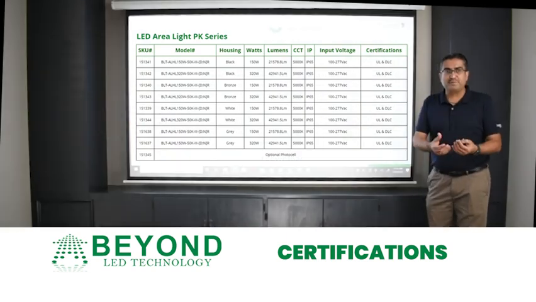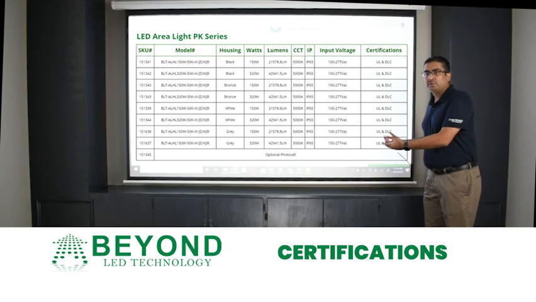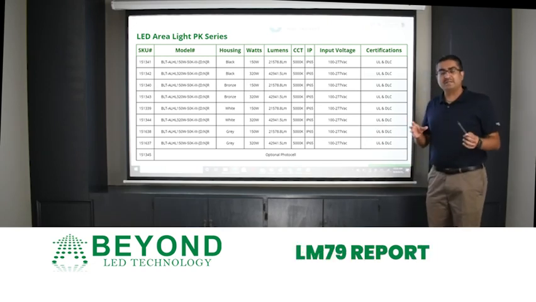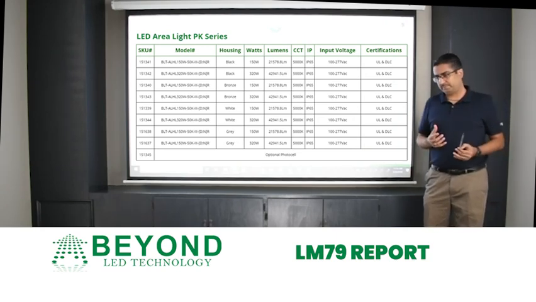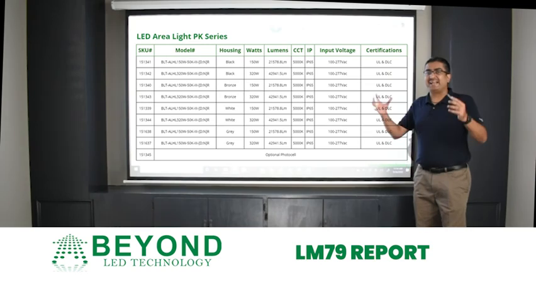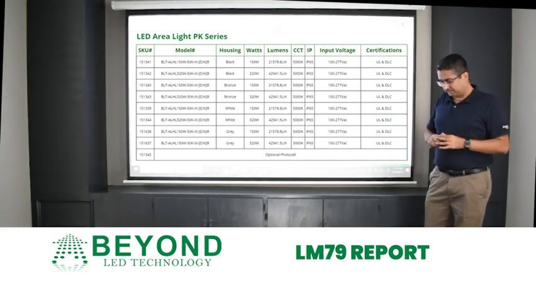What kind of reports do we have to provide to DLC in order for a product to be qualified for DLC? The first report is the LM79 report. Now what is the LM79 report? The LM79 report is a testing report for the entire product. What does it mean by entire product?